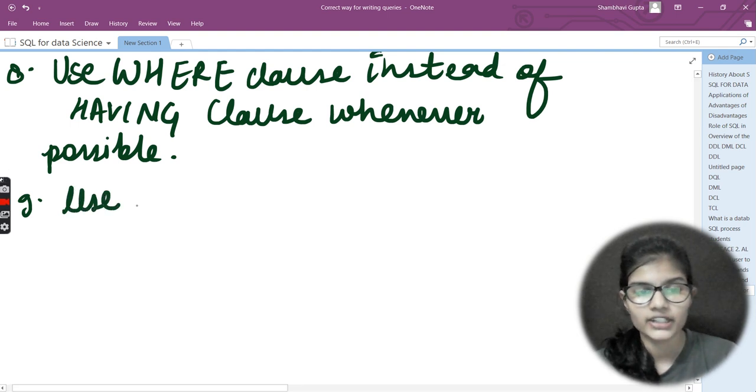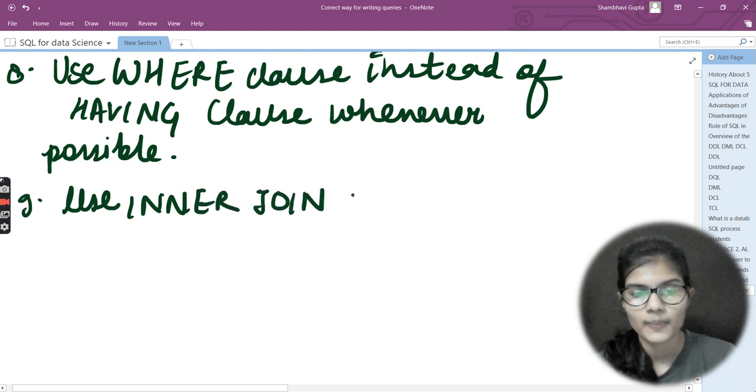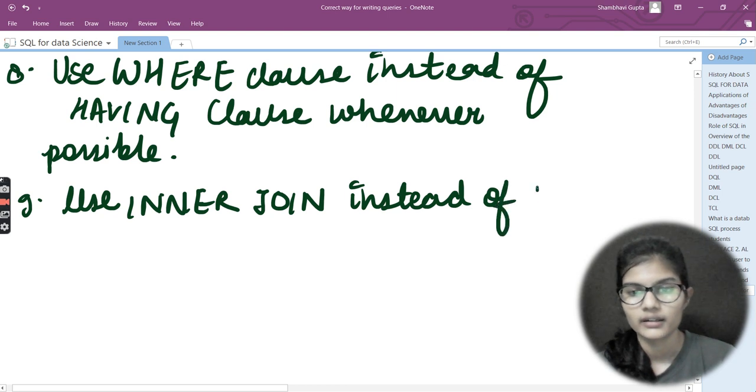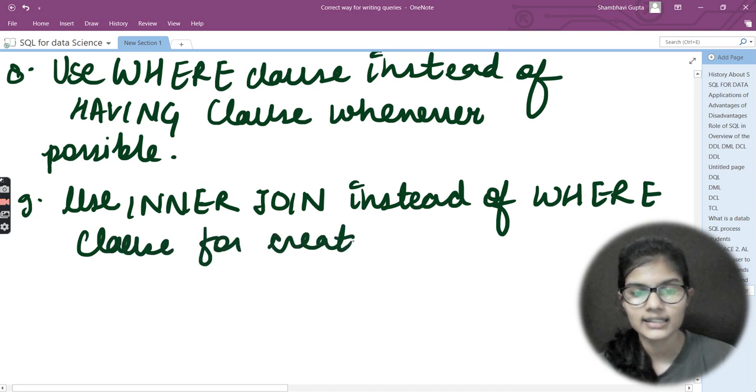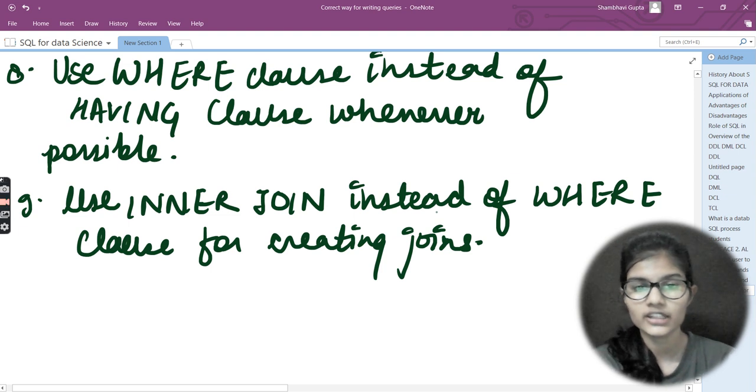we basically have: use inner join instead of where clause for creating joins. This is another thing which you should follow and keep in mind, that use the inner join instead of where clause for creating the joins.